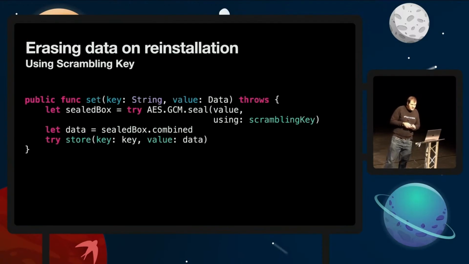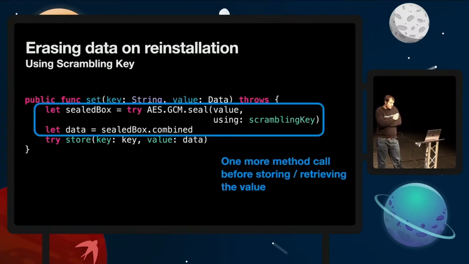And we just need to adjust the set and get methods as well. You don't need to adjust the remove methods, of course, because you just delete the data. Regardless, you don't need to know what you're deleting. And you just add a few more lines of code that will scramble and unscramble the keys for you and the values. And that's it.